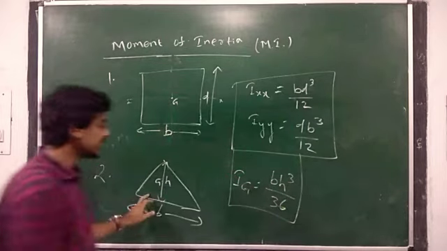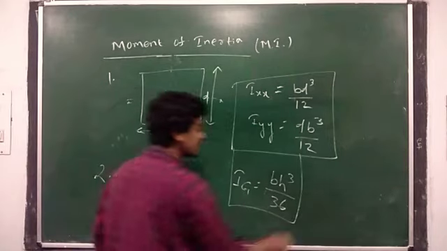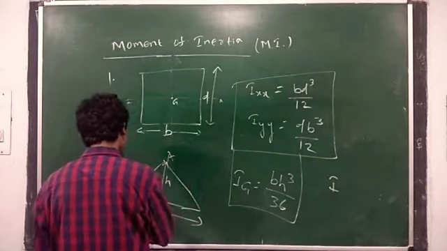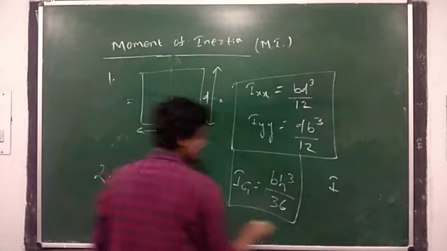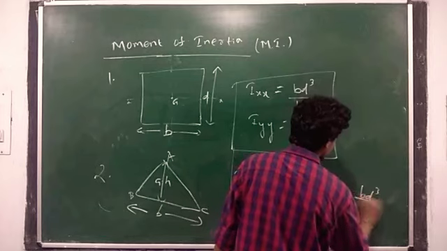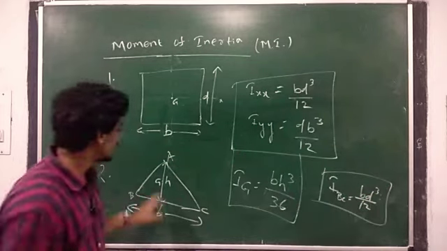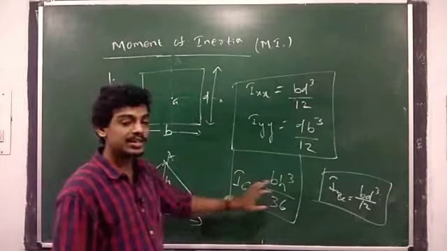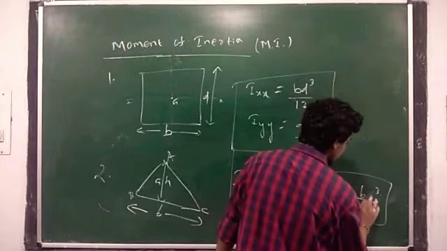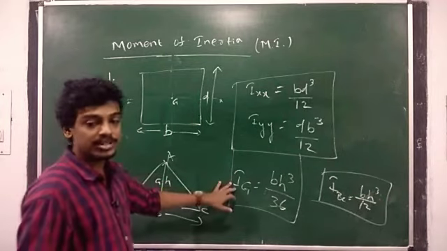But in that case, if someone will tell to calculate the value along the base, so that will be different. So along the base, suppose it is BC. So I_BC will be BH cubed by 12. But our centroidal inertia will be BH cubed by 36. It should be H because we are writing H. So BH cubed by 12, this will be BH cubed by 36.